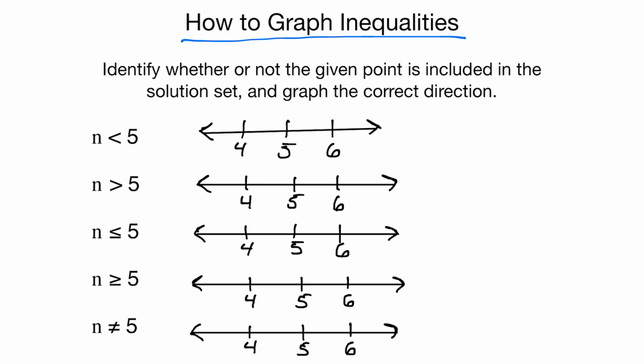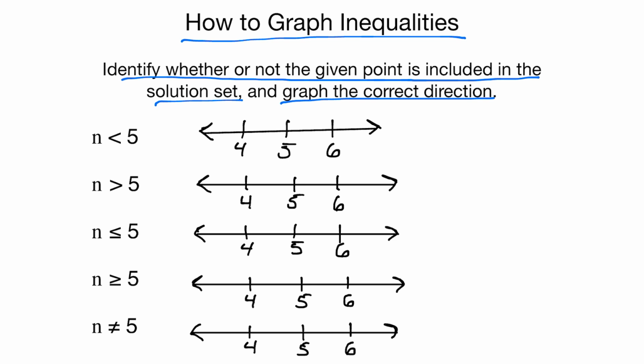So first of all, we identify whether or not the given point is included in the solution set. And also, we need to graph the correct direction. When you have an inequality, you have an infinite number of answers that satisfy the inequality. When you have an equal sign, you have one value that answers that equality. But here we have an infinite number of answers that answer each of these inequalities. And so we have to graph them and show this solution set on a number line.